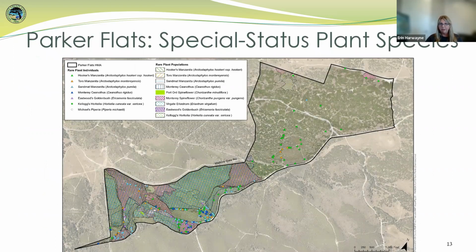So I'm not going to go through all 35 maps. I pulled out Parker Flats, one of the habitat management areas, to give you an idea of what the maps look like. So we'll go through 3 maps. This is what the special status species, plant species maps look like. Again, great aerials, and we've got low density, medium density, very individualized occurrence data for each of these areas.